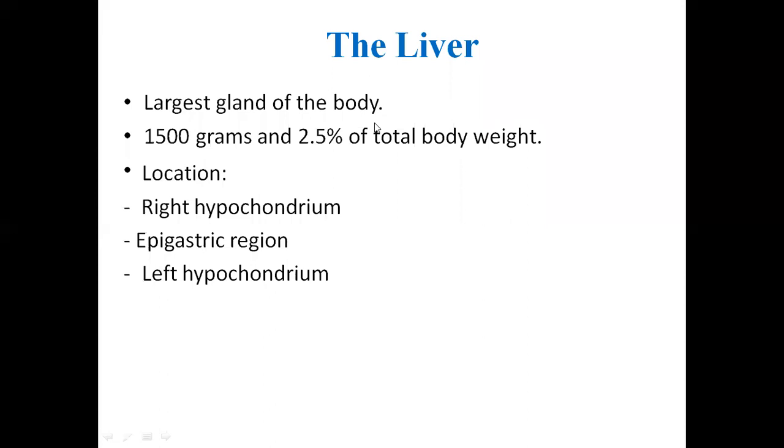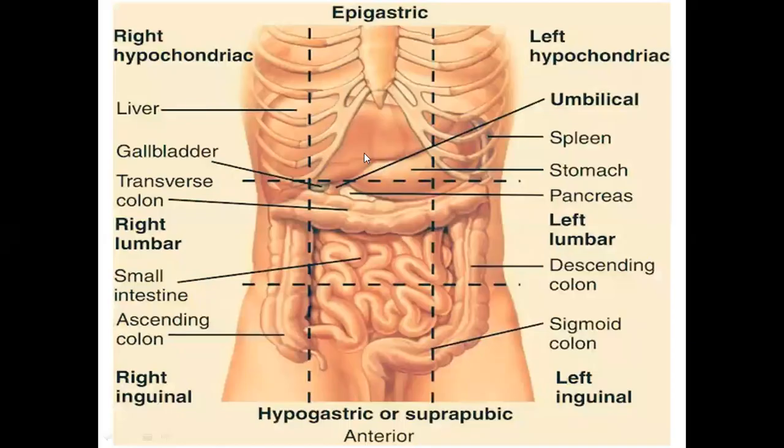It is located in the right hypochondrium. This is the right hypochondrium, epigastrium, and left hypochondrium. So it is located in the right hypochondrium, the epigastric region, that is the epigastrium, and some part of it extends into the left hypochondrium. So its location is in three quadrants: right hypochondrium, epigastrium, and left hypochondrium.